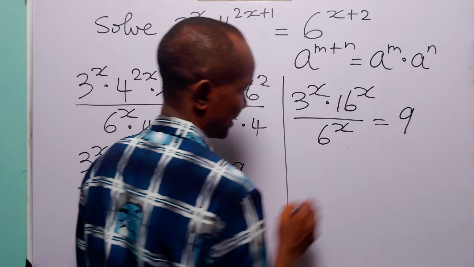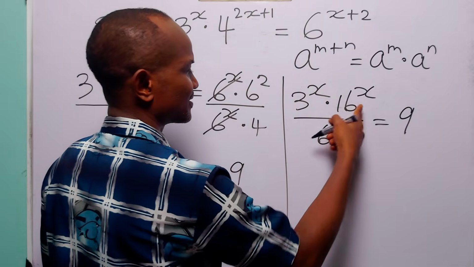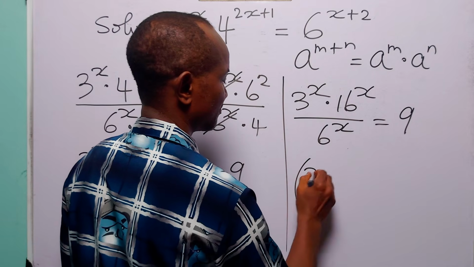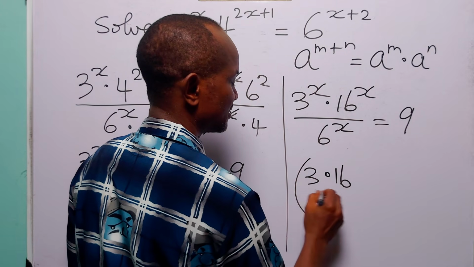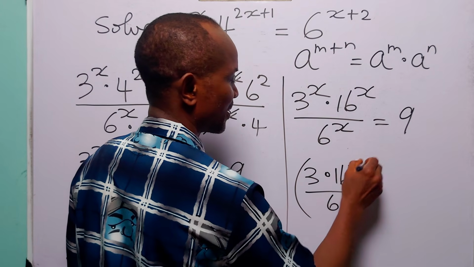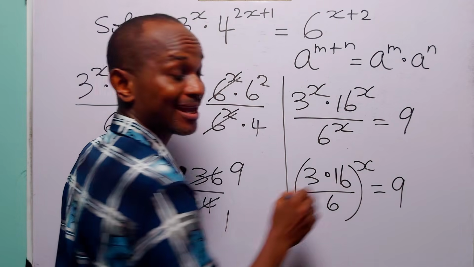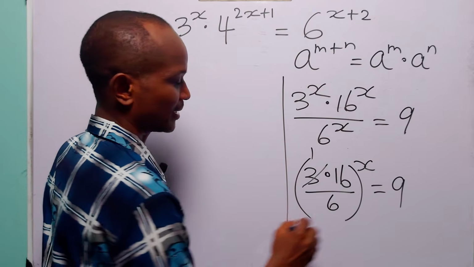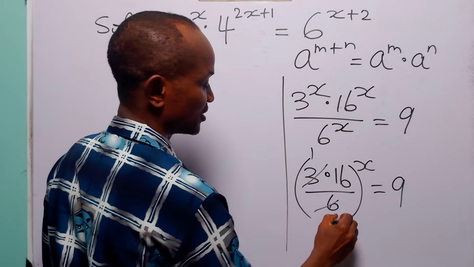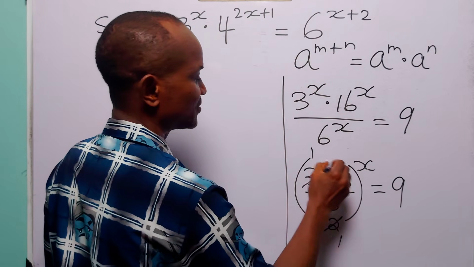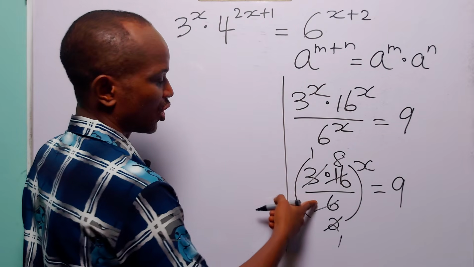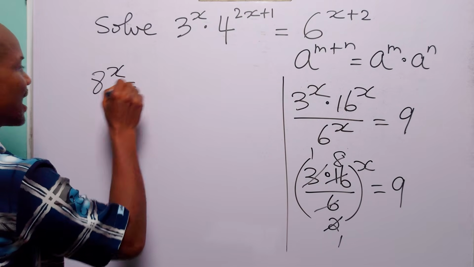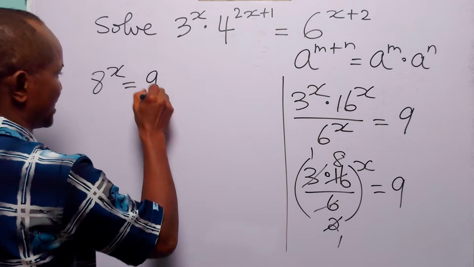So this is 9. Now, since these three numbers have the same exponent, we can write the left-hand side as 3 times 16 over 6 to the power x. And of course, this is equal to 9. Now, 3 into itself is 1, into 6 is 2. 2 into itself is 1, into 16 is 8. So, on the left-hand side, we have 8 to the power x. And on the right-hand side, we have 9.